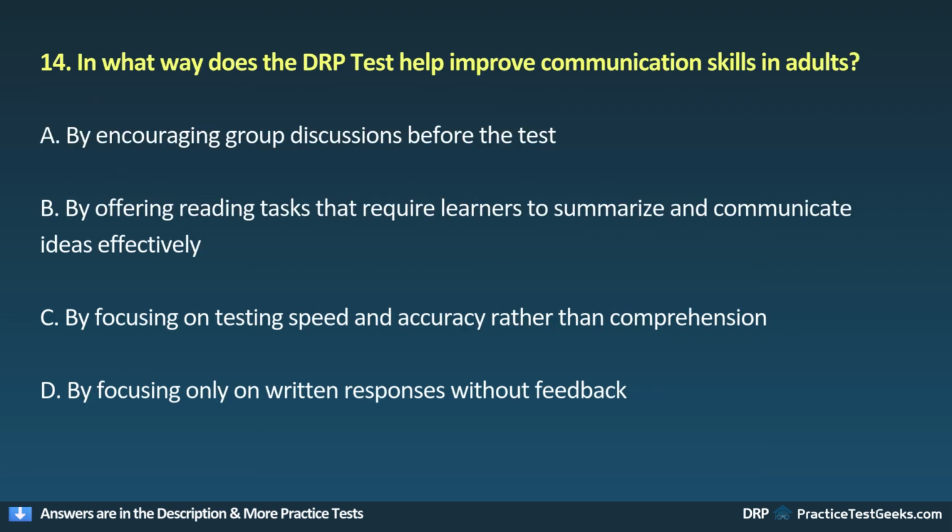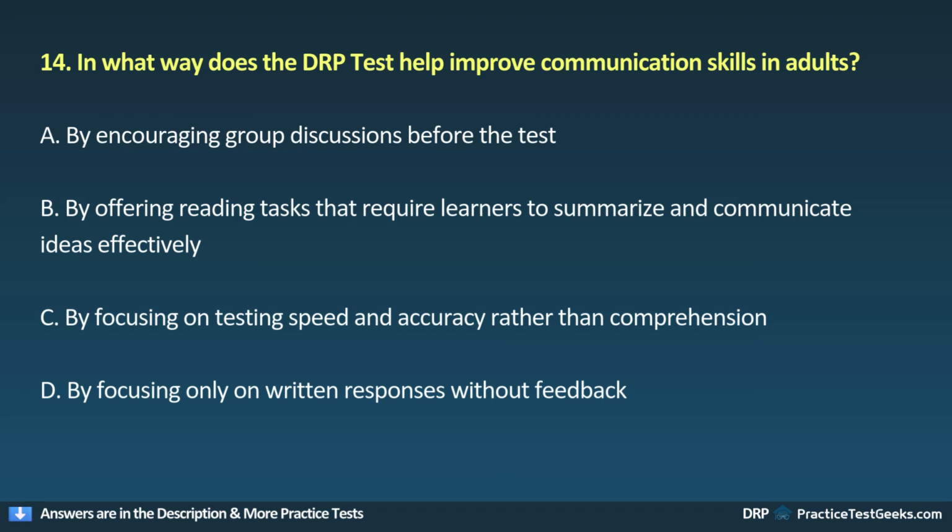14. In what way does the DRP test help improve communication skills in adults? A. By encouraging group discussions before the test. B. By offering reading tasks that require learners to summarize and communicate ideas effectively.